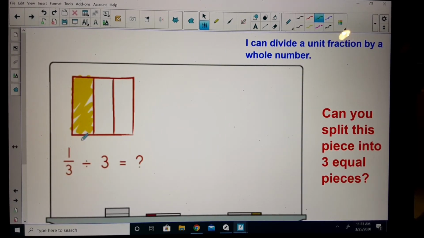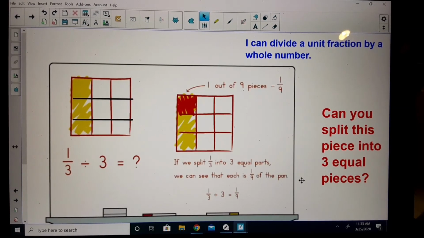Imagine there's a third of the pan of cornbread left, and she has 3 dogs. So this yellow is what's left in the pan, and now the 3 dogs are going to share it. So we would split it into 3 pieces. Now notice that I'm making my lines go all the way across, so I can read the whole pan, not just the piece that's left. So how many pieces are there left now? There's 9. Each dog would get 1 out of the 9 pieces.